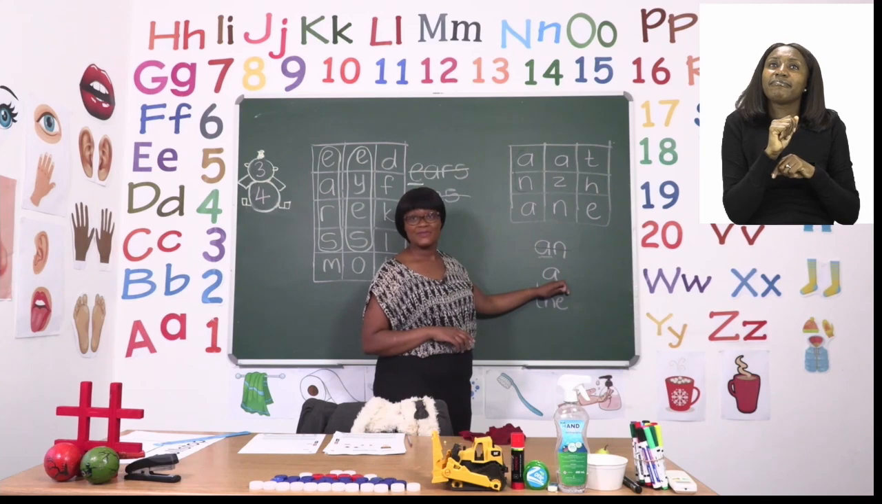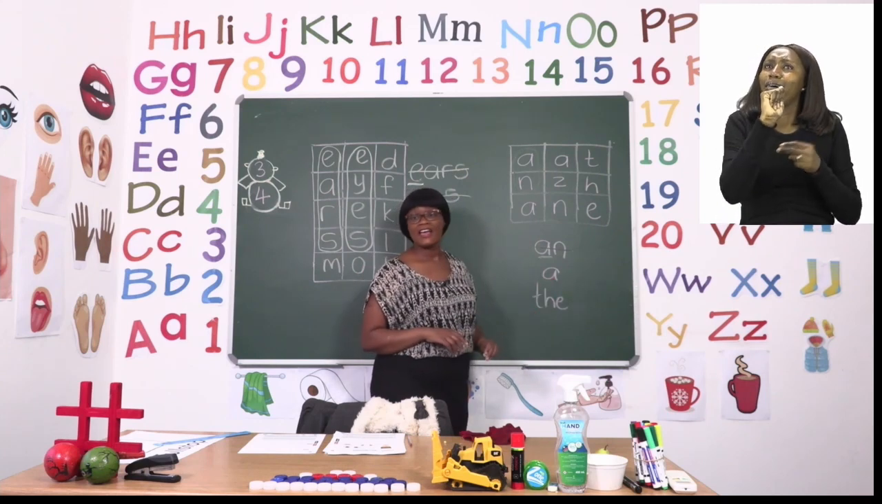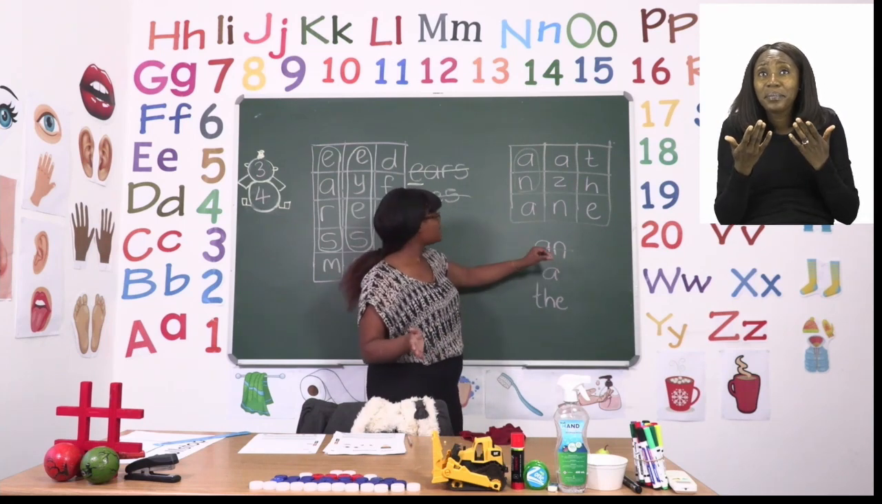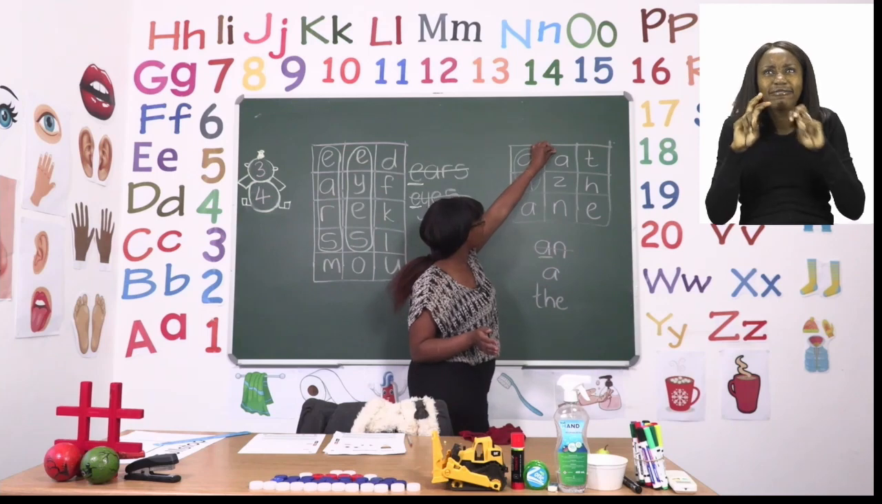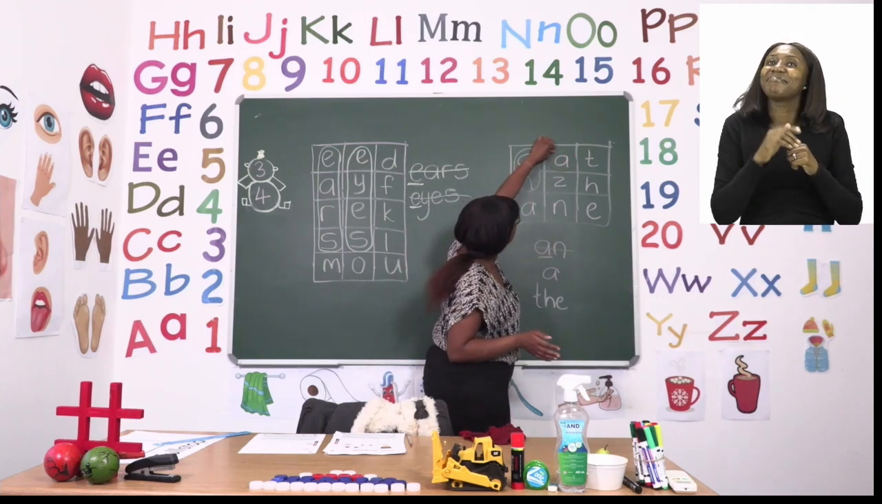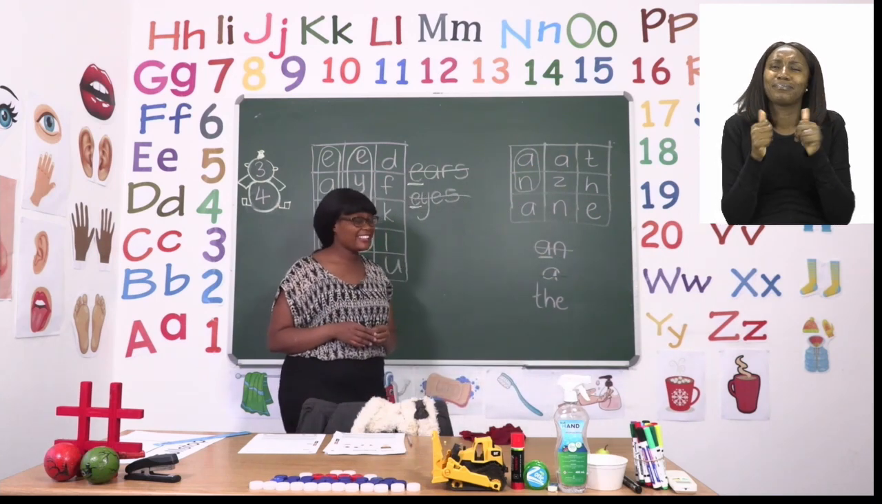Then this one is very simple. All we need to do is find an a. So instead of underlining it, we're just going to look for it, and we have found it. We're going to circle it very carefully. Good job, everyone. I hope you're still following.